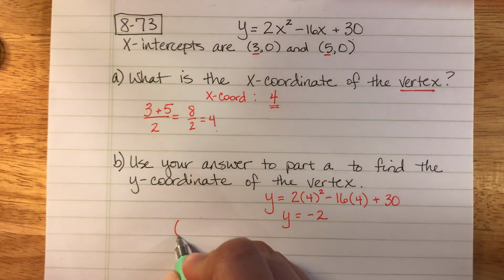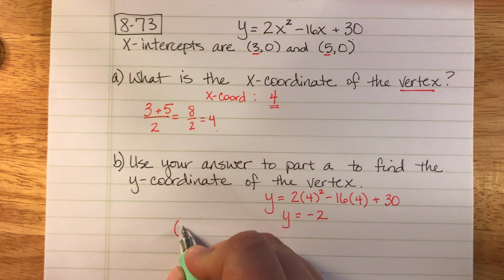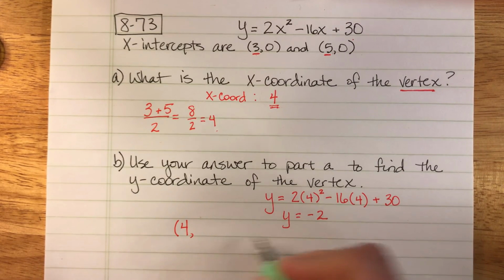So if I want to write that out as an ordered pair, the x-coordinate comes first, so 4, and the y-coordinate comes second, -2.